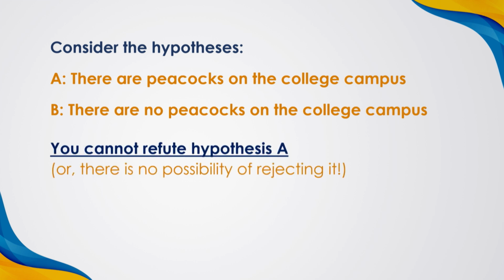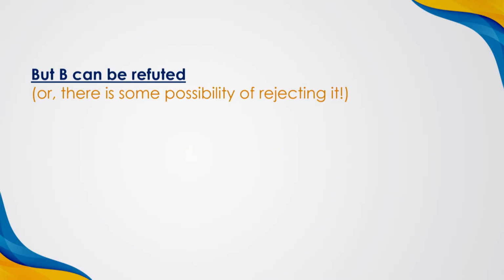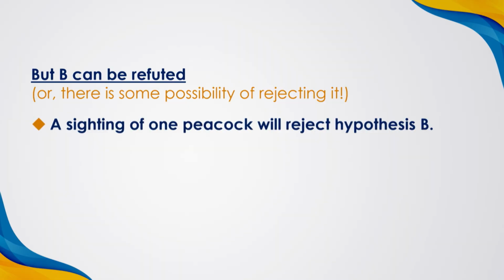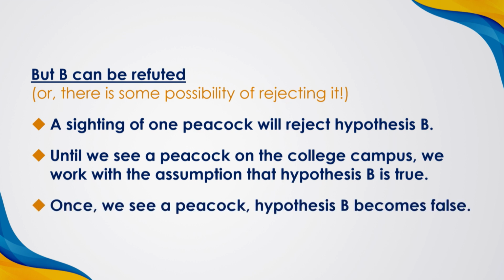You cannot refute hypothesis A, or I should say there is no possibility of rejecting it. Why? If you do not see any peacocks, it does not mean that there are not any. Absence of evidence is not evidence of absence. But B can be refuted. There is some possibility of rejecting it. A sighting of one peacock will reject hypothesis B. Until we see a peacock on the college campus, we work with the assumption that hypothesis B is true. Once we see a peacock, hypothesis B becomes false.